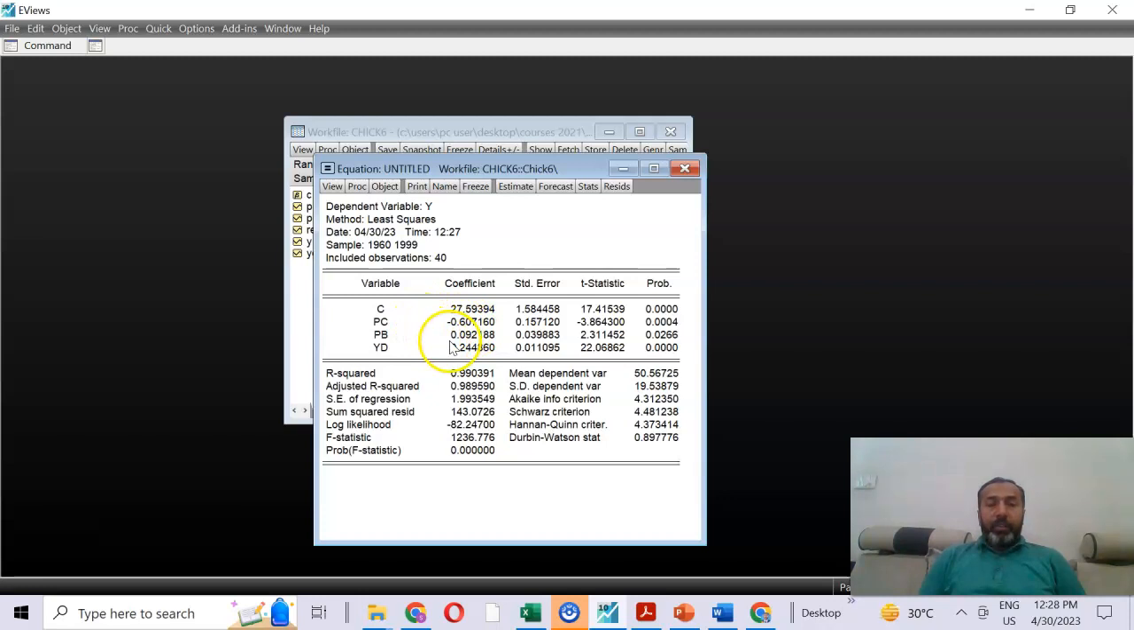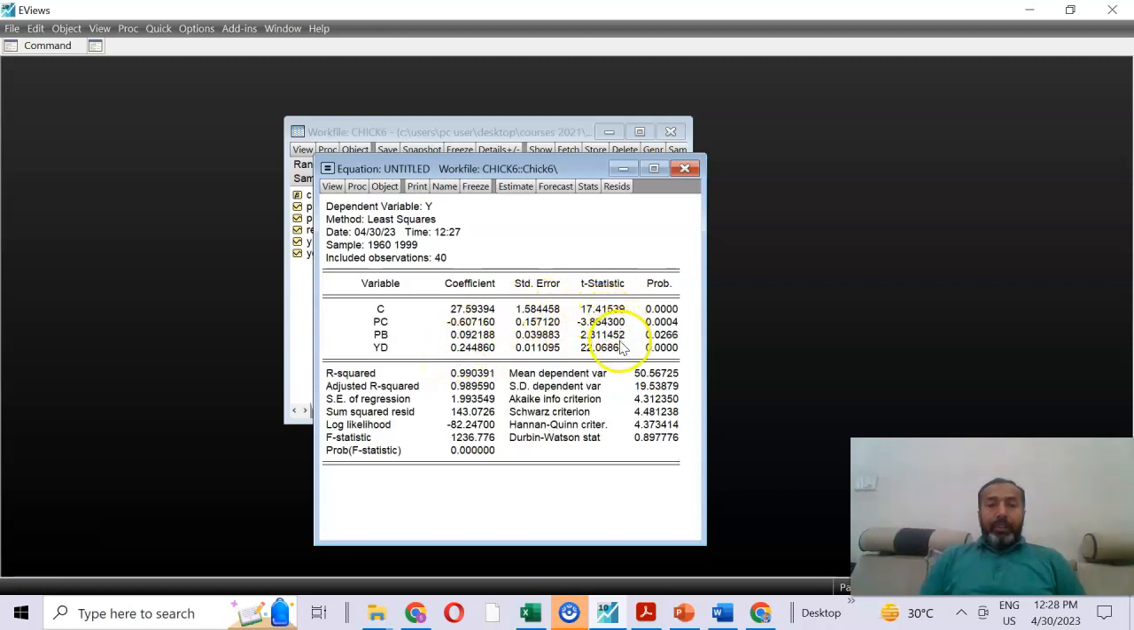The price of beef coefficient indicates that if price of beef increases by 1 cent per pound, the chicken consumption will increase by 0.092 pound. The coefficient of disposable income indicates that when income increases by $100, the chicken consumption will increase by 0.244 pounds.